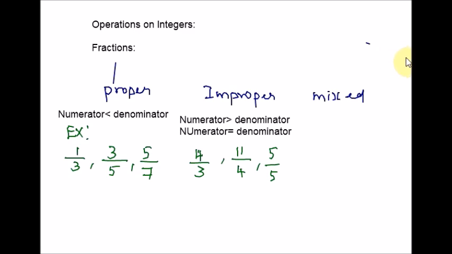Now let us see what is called a mixed fraction. A whole number along with a proper fraction is said to be a mixed fraction. Let me write some examples on that too. Okay, I'd like to take examples to explain operations on fractions on both proper and improper fractions. Let us start with addition.